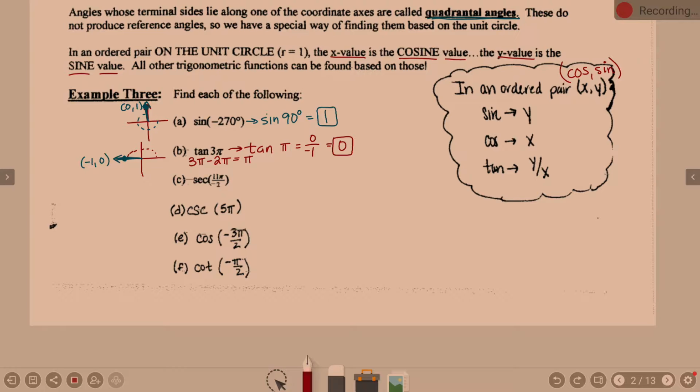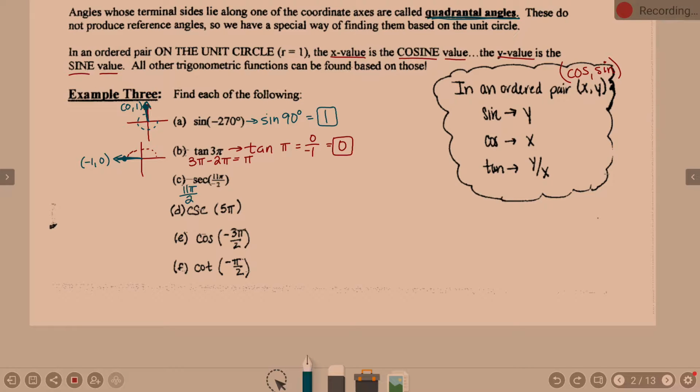Secant of 11 pi over 2. What are your thoughts about 11 pi over 2? Big. How do I make it smaller? Subtract 2 pi. Okay. It is bigger than once around the unit circle, right? It's bigger than 2 pi. So we're going to subtract 2 pi.